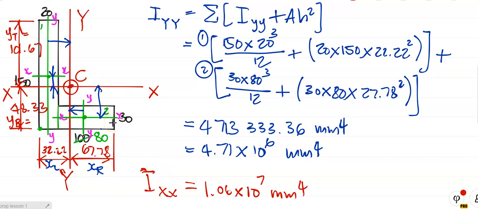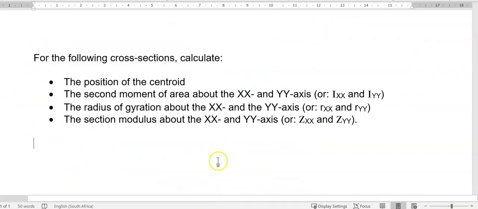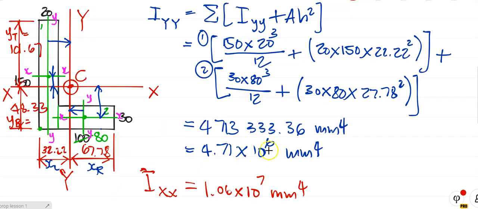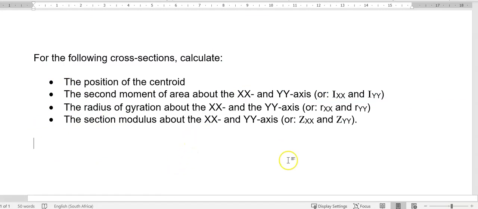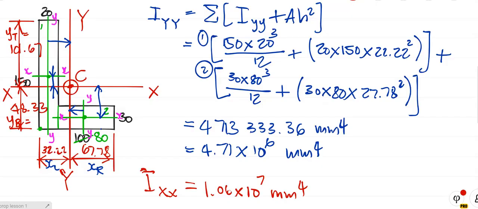People, that's the end of the second part of the question. I'm going to do the next two in part B of another video, otherwise this video is just going to get too big, maybe to download or to watch. I'm going to do radius of gyration and section modulus in the next half of the next video. Okay, I'll see you in the next lesson for those two.